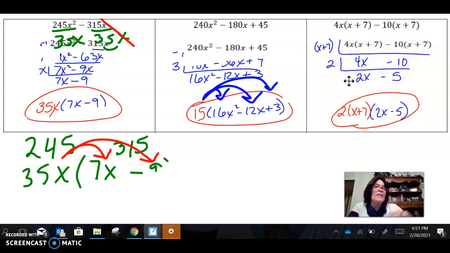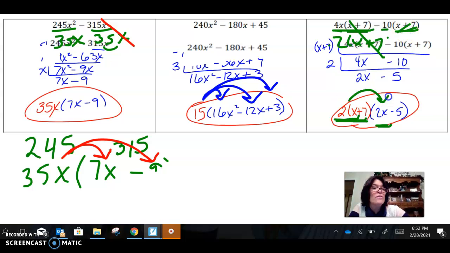Okay, this one is interesting, guys. The thing that's in common is an x plus 7, right? We have an x plus 7 in common, and we also have a 2 in common because 2 goes into 4 and 10. So if I take 2 and x plus 7 out of each of these, the x plus 7's cancel. 4 divided by 2 is 2, so I have a 2x. 2 goes into 10 5 times, and x plus 7 would cancel.